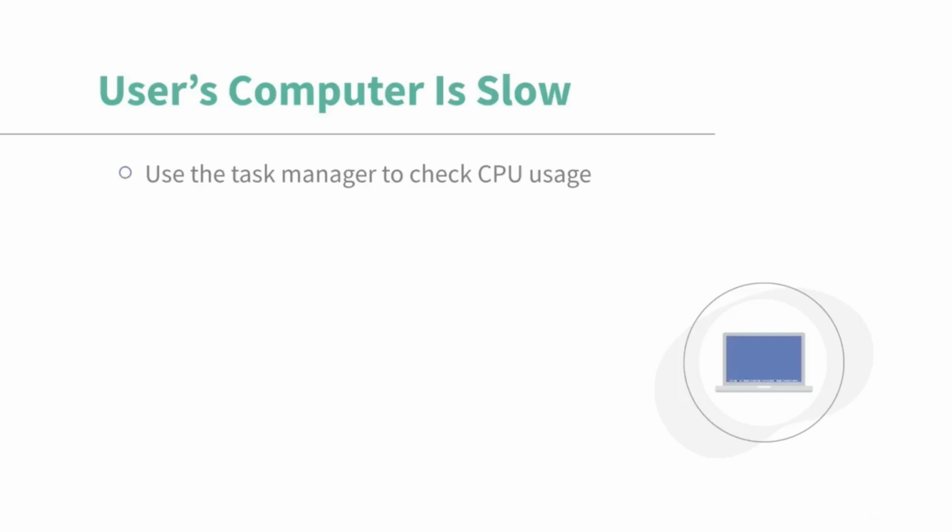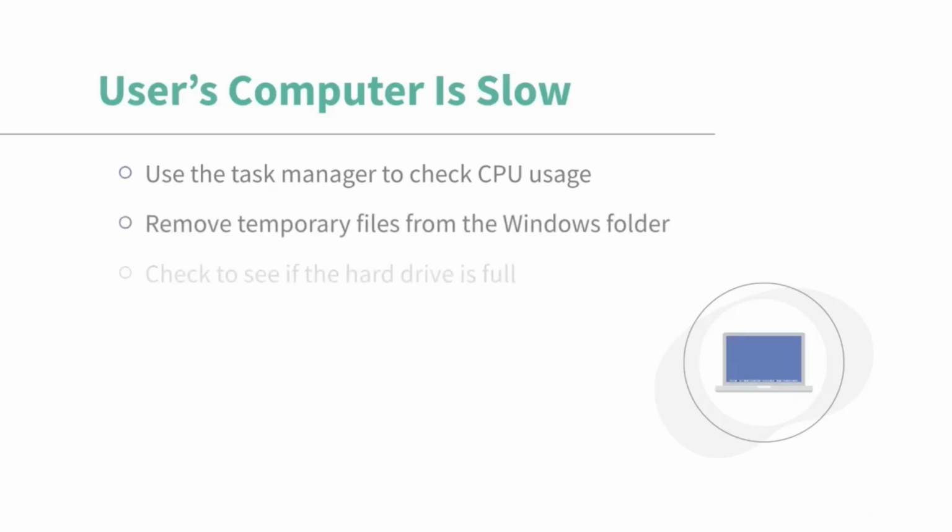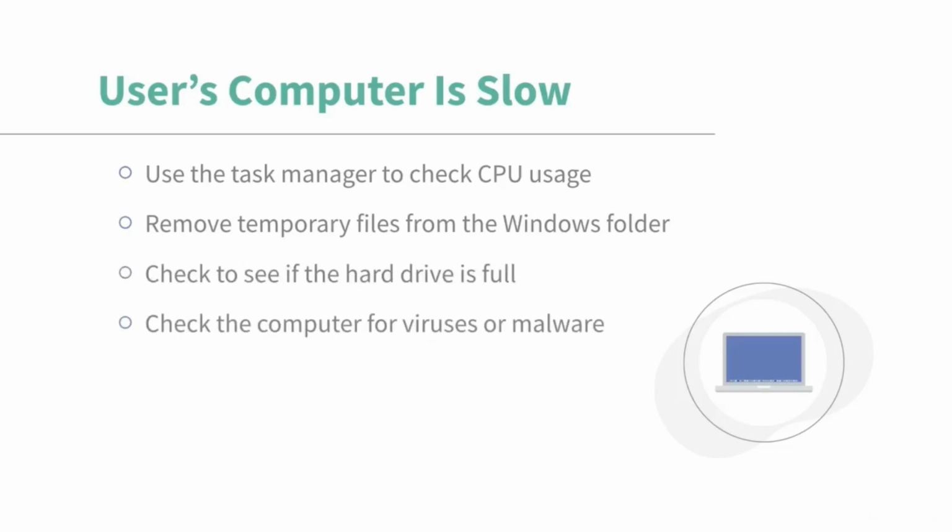Now, maybe there's an anti-malware check running in the background. There's really nothing you can do until that's over if it's being pushed out through a group policy. But it may be that there's malware, or it may be that there's a program that's not running correctly on that person's computer that needs to be fixed or removed. You can also remove temporary files from the Windows folder and check that the hard drive isn't full. A lot of times clients won't realize that their computer hard drive is full. They'll just keep saving things to it until it becomes very slow or unusable.